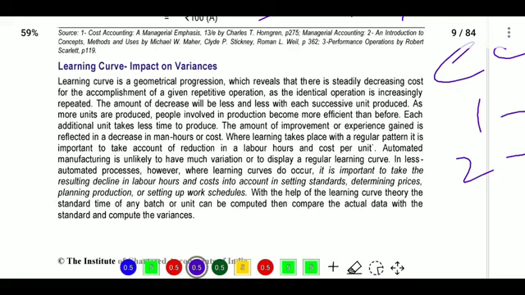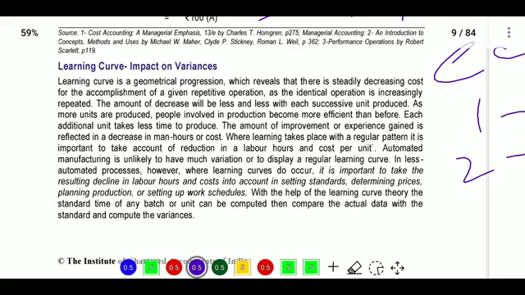Learning curve is a geometric progression which reveals that there is a steadily decreasing cost for completing a given repetitive operation. So when you are doing a repetitive operation, cost will automatically decrease as the identical operations are increasingly repeated. You are doing the same work again and again. If you take the first time, it will take more time, but the second time it will take less time, and the third time more or less the same.